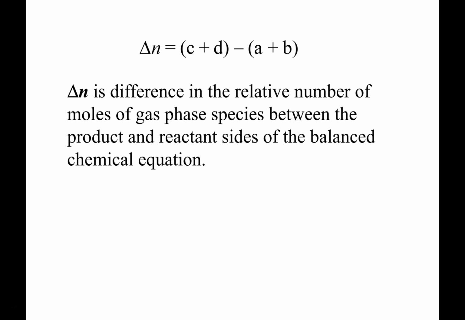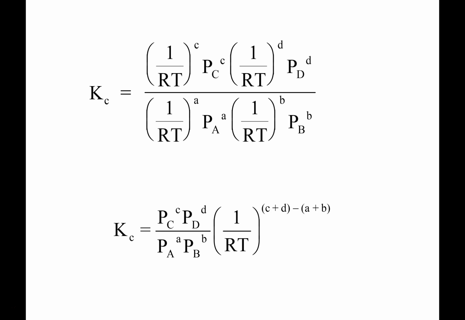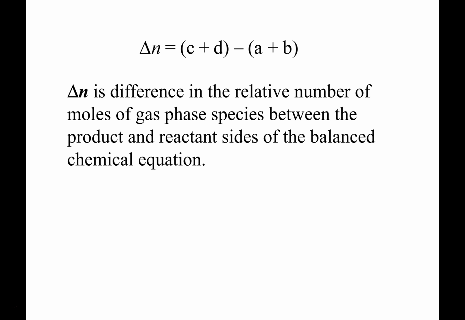So again, if we can get delta N equal to 0, check this out. If this is equal to 0, what's anything raised to the 0th power? 1. This term goes away. So if there's no change in moles, if delta N is 0, then as it turns out, your Kc ends up being equal to your Kp. Or I should say your Kp is equal to your Kc.